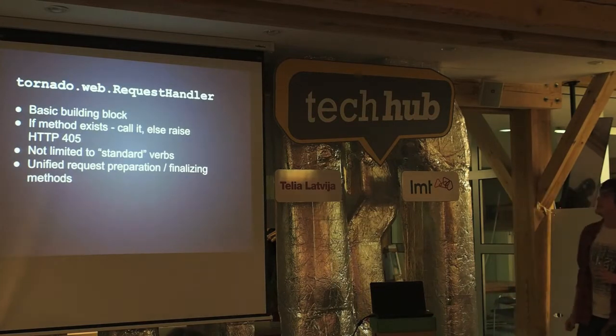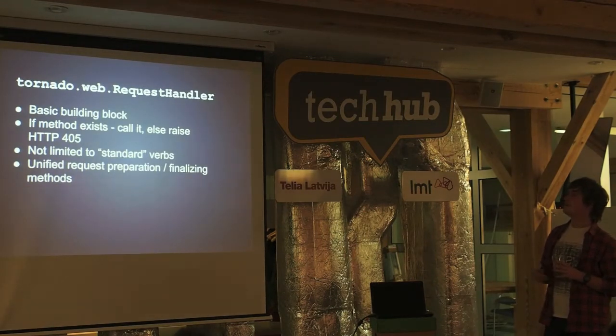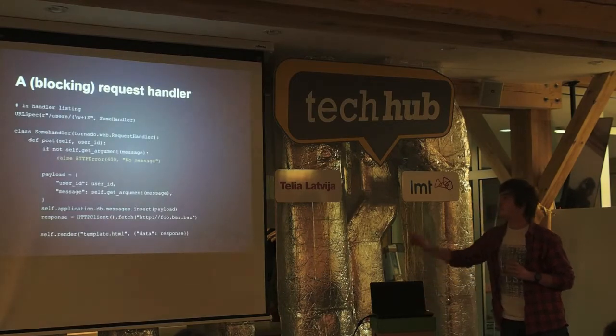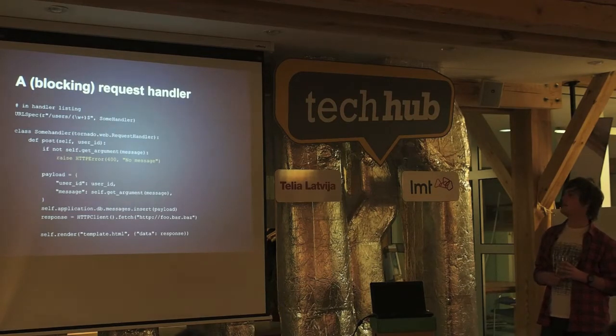And the basic building block, on the very top of this, is the request handler class. It's the base class for all your request handlers, and the idea is really simple. I'm going to show shortly that you define a class, and you have functions with the HTTP method names, so post, get, put, whatever. And if the method exists, then it's called. If it doesn't exist, the handler raises HTTP 405, which is method not allowed, so it's really simple.